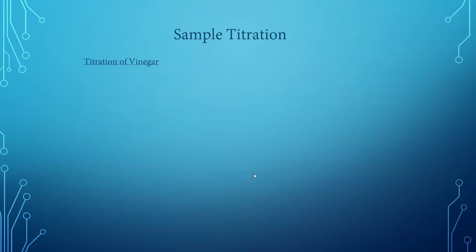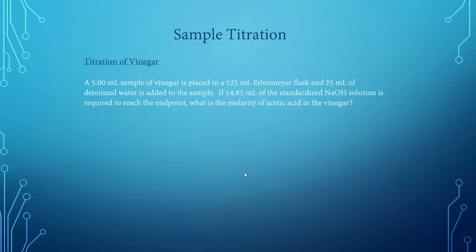Next, we'll be titrating a sample of vinegar. Vinegar contains acetic acid, and that also reacts in a one-to-one ratio. It's 1 mole of sodium hydroxide to 1 mole of acetic acid.